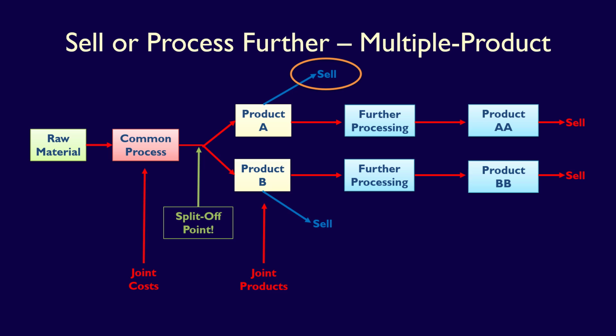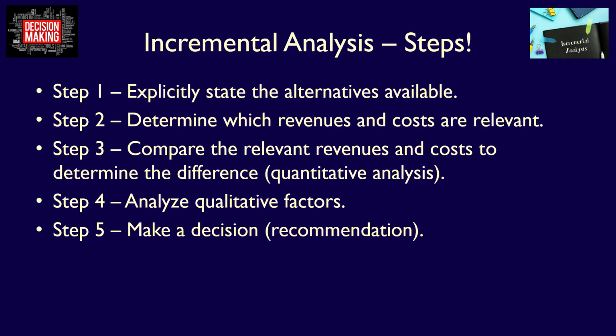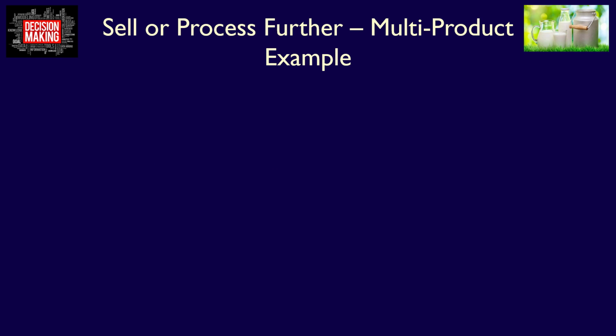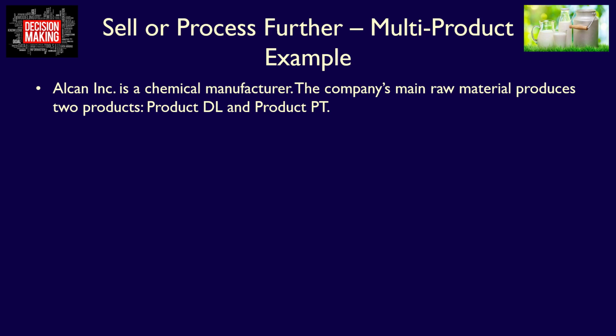So the question becomes, should we sell product A at the split-off point, or should we process further into product AA and then sell? Similarly, should we sell product B at the split-off point, or should we process product B into product BB and then sell? That will depend if the additional revenue earned by selling the product which is processed further is greater than the additional costs of processing further. To determine that, we have to go through the incremental analysis process, following all 5 steps, which we will apply to a multi-product example.